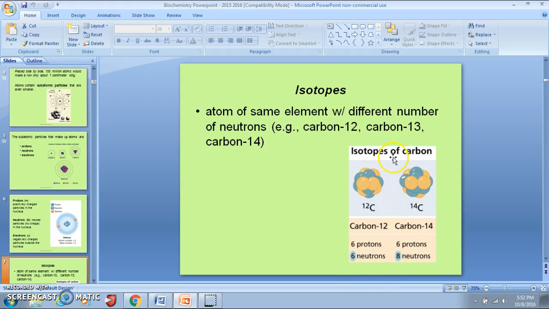So here they're comparing carbon-12 and carbon-14. Carbon-12 has 6 protons, but it also has 6 neutrons. That's why it's called carbon-12. Okay, we add the protons and neutrons together to get carbon-12. Carbon-14, which is another isotope of carbon, has 6 protons. That's what makes it carbon, but it has 8 neutrons. So if we add 6 and 8, that makes carbon-14. So these two are different isotopes of the same element, carbon.